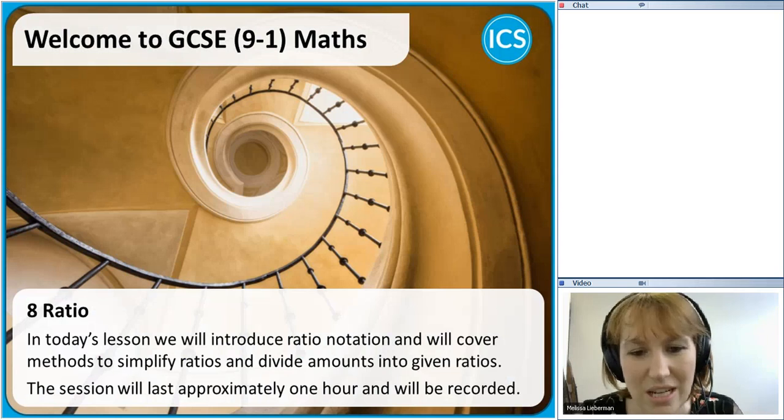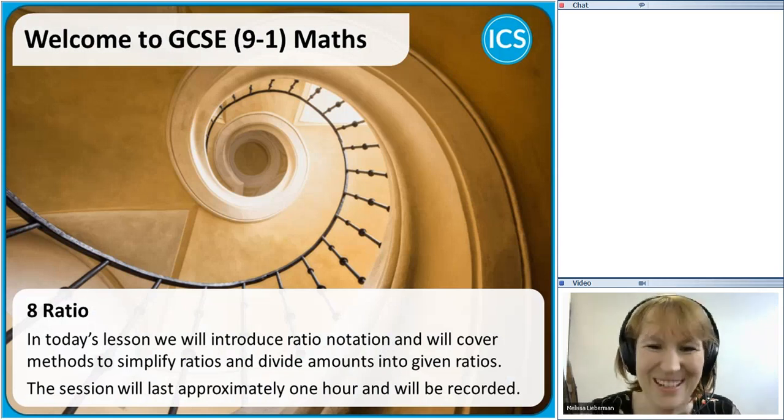So today we're going to be covering ratio. I know that spiral staircase doesn't really say much about ratio, but I like spirals and it was a nice picture and I thought it was kind of mathematical, so that's the one I chose for today.